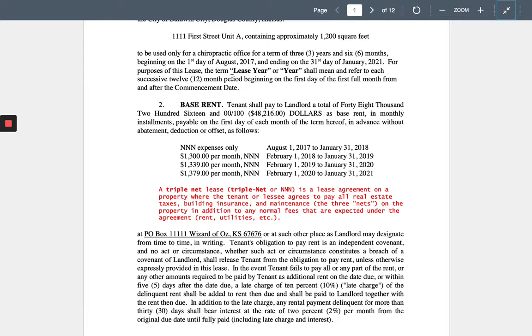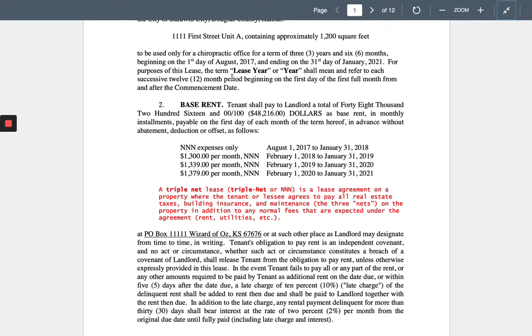Okay? Next, it says triple net expenses only. What is that? Well, it has a couple of different names, aliases or AKAs, but here in red is the definition. A triple net lease, or NNN, is a lease agreement on a property where the tenant or lessee agrees to pay all the real estate taxes, building insurance, and maintenance. You'll also hear maintenance being described or called CAM charges, common area maintenance. So if you see CAM in all caps in a lease, that's what that means.